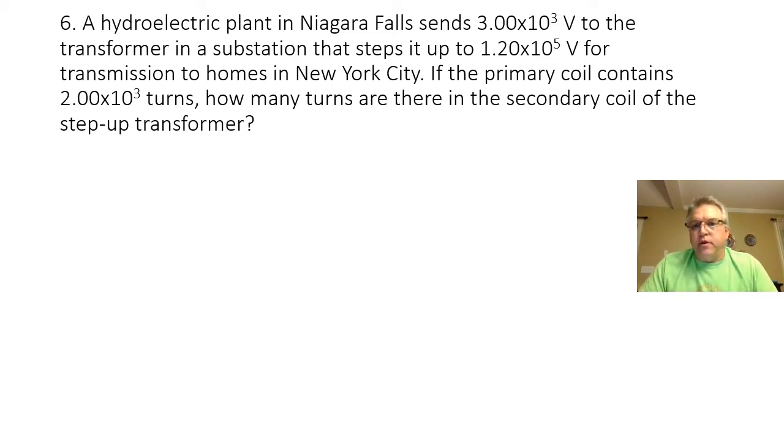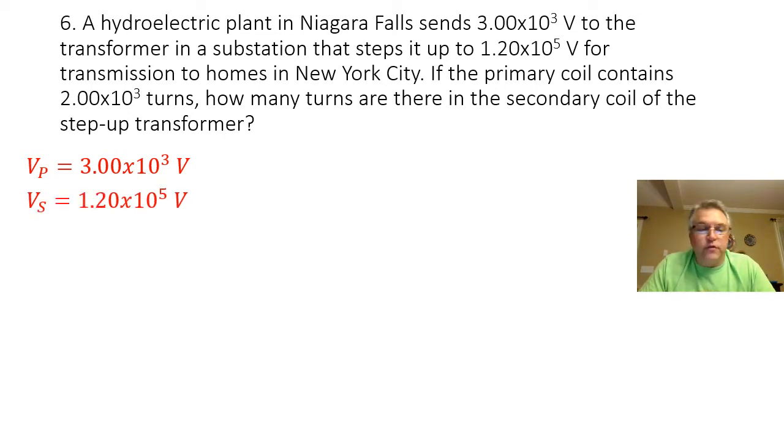So we are stepping the voltage up from 3,000 volts to 120,000 volts. Let's take a look and see what we are given. The primary voltage is 3,000, or 3.00 times 10 to the third volts. The secondary voltage, or the voltage coming out of the transformer, is 1.20 times 10 to the fifth volts, or 120,000 volts. The number of turns on the primary coil is 2.00 times 10 to the third turns, or 2,000 turns, and we're looking for the number of turns on the secondary coil of the transformer.